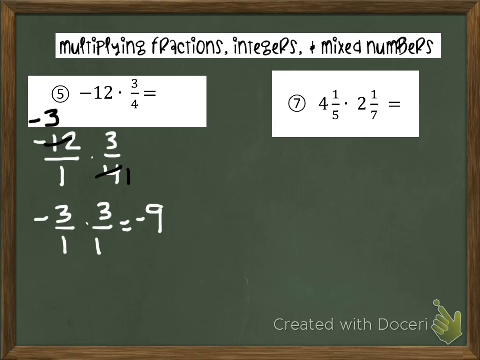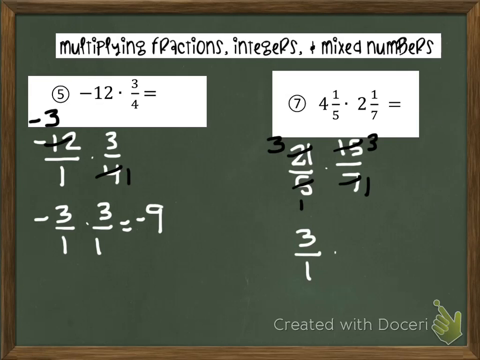In problem number 7, we have 4 and 1/5 times 2 and 1/7. So first step is to get improper fractions. 21/5 times 15/7. And we can do some simplifying. 21 and 7 are both divisible by 7. 5 and 15 are both divisible by 5. So if we rewrite the problem, 3 wholes times another 3 wholes would be 9 wholes, or just +9.